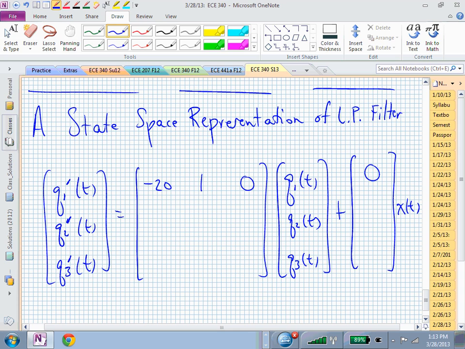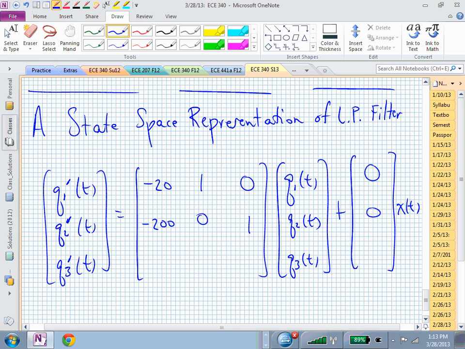Questions on that? The next one, Q sub 2 prime, it had a Q sub 3. It had no Q sub 2. And it had a minus 200. And no input directly feeding it.